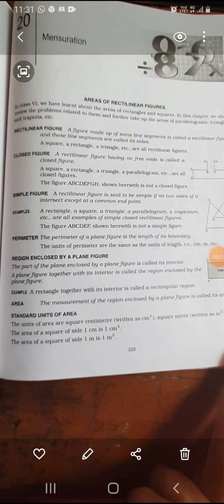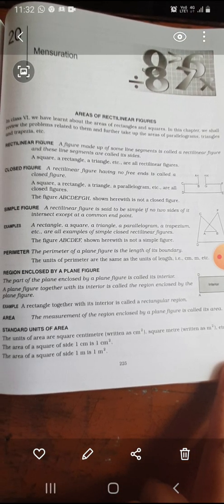Good morning, children. Today we will start the topic mensuration. Mensuration is not a new topic for you, as you have already done mensuration in your previous class also, children. So we will go for the mensuration.